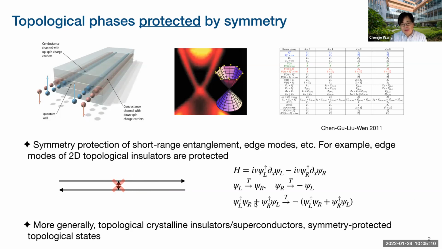But because of the time reversal symmetry acting in a way such that it prevents a backscattering term, backscattering between the two edge modes cannot be added perturbatively. So these edge modes are stable against any time reversal symmetric perturbation. And this kind of symmetry protected topological phases, if you generalize to many other symmetries beyond time reversal, like crystalline symmetries, or even in superconductors, and more generally spin conservation, etc., then you have a large class of symmetry protected topological phases.